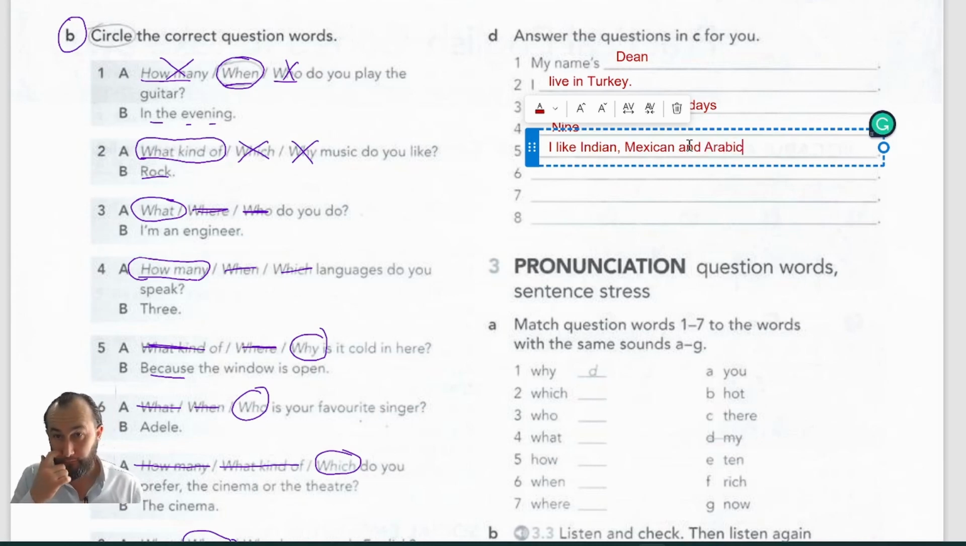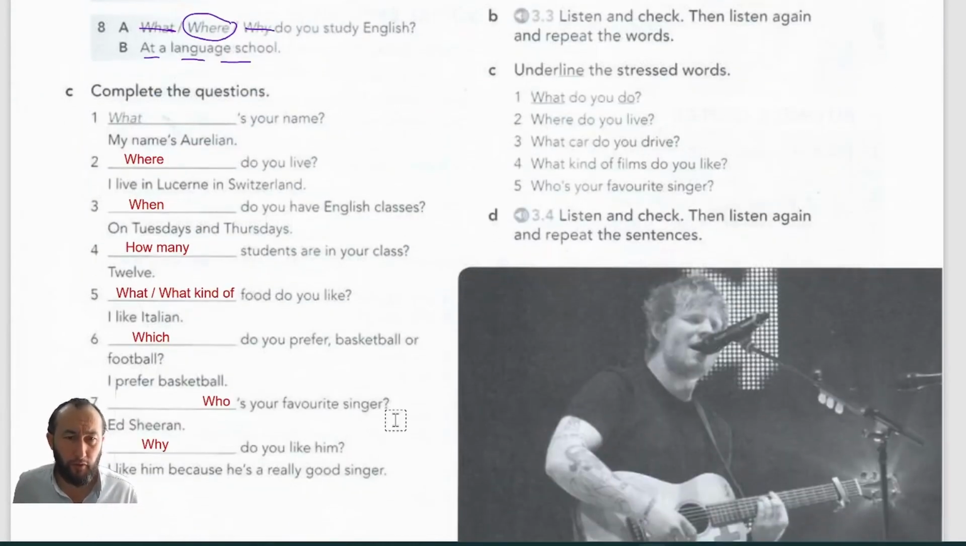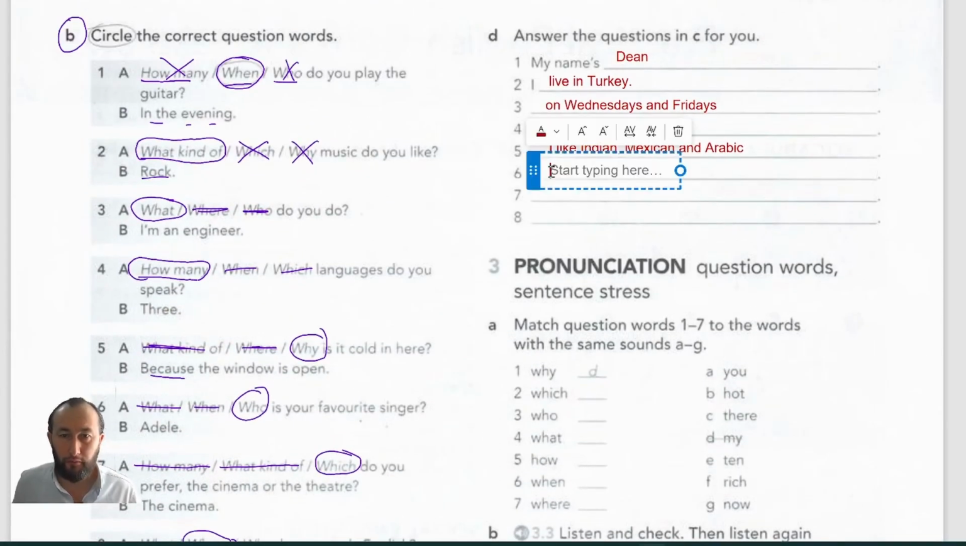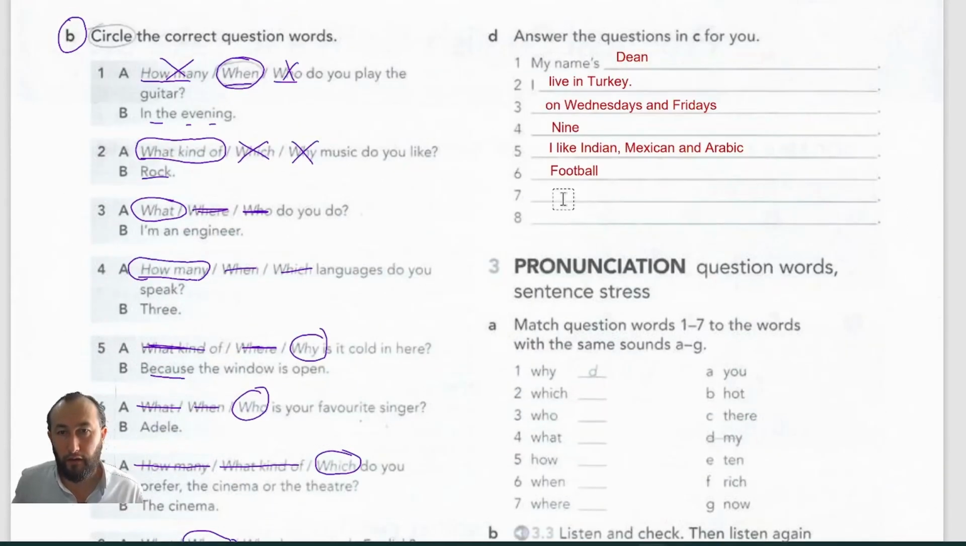Every food is good. I like Indian, Mexican, and Arabic. Let's say, example. Which do you prefer, basketball or football? Definitely football. I'm not very good at playing football, but I like watching it. I like playing it, but I'm not very good at it. But it's okay. So we're giving short answers, guys, yeah? Okay, here I prefer football.